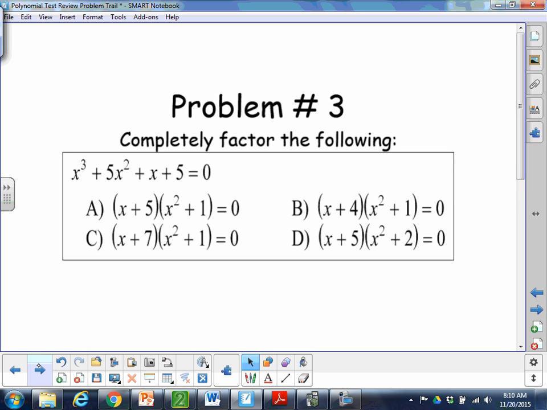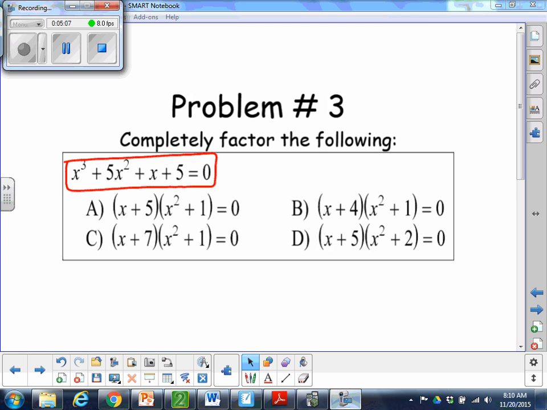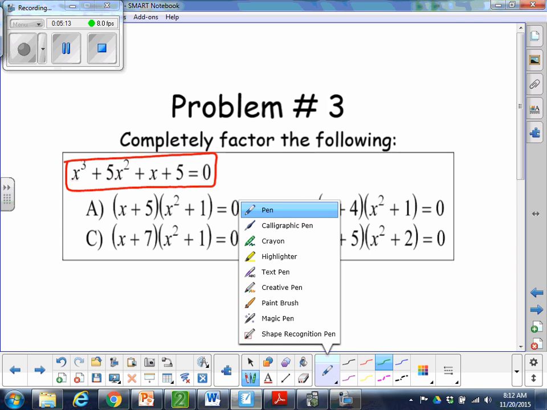Okay, number 3, completely factoring. So this one, with 4 terms, looks like a grouping problem. So that would be my first thing to try. I would actually look through and see, is there any common factor in all of the terms? And if there's not, then we might try other methods. Okay, so let's look at the grouping method again. Since we didn't see any common factor, there is no common factor.